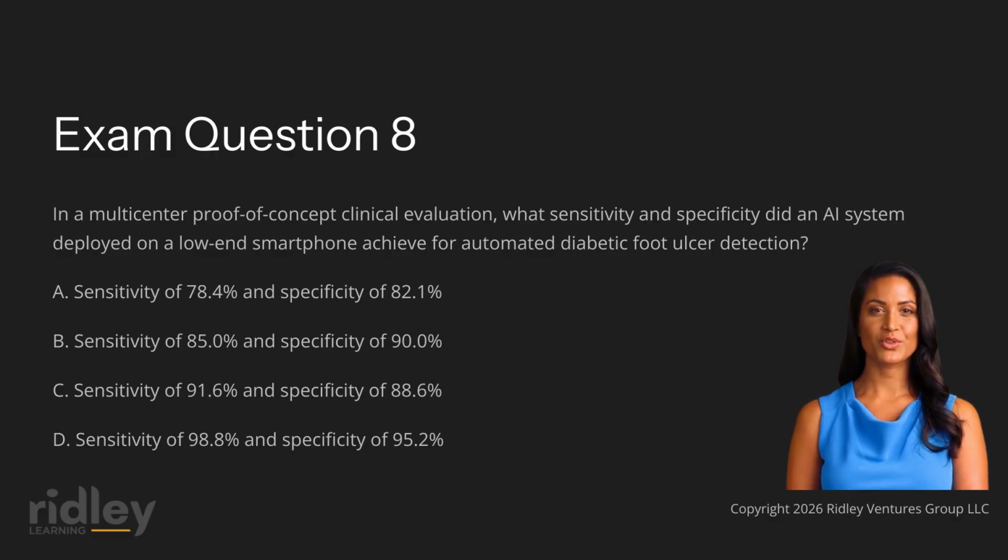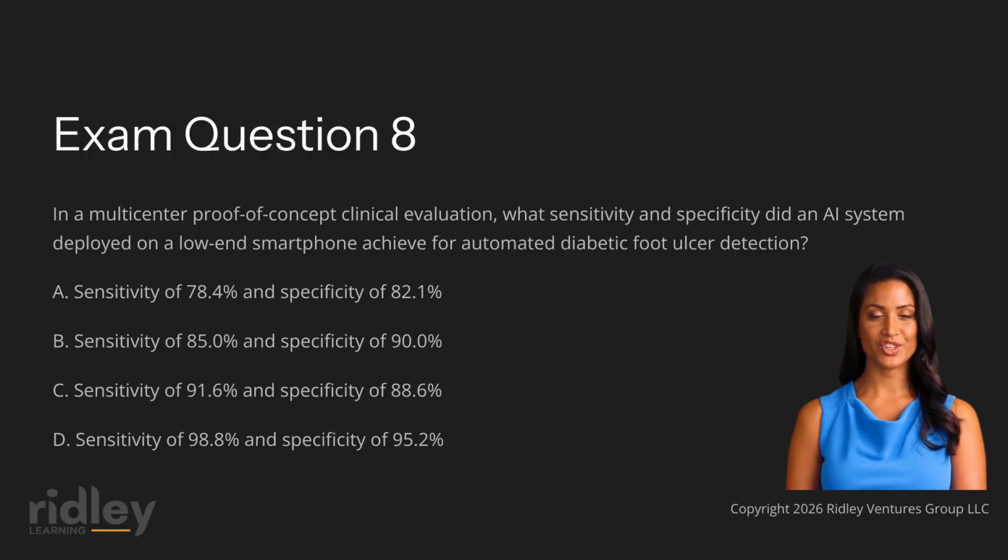Rationale. This question refers to a landmark study that evaluated the real-world feasibility of using artificial intelligence for diabetic foot ulcer screening in resource-limited settings. The study enrolled 81 patients across multiple clinical sites and analyzed 203 foot photographs captured using a low-end smartphone, which is a critical detail because it demonstrates that advanced AI diagnostics do not necessarily require expensive hardware.